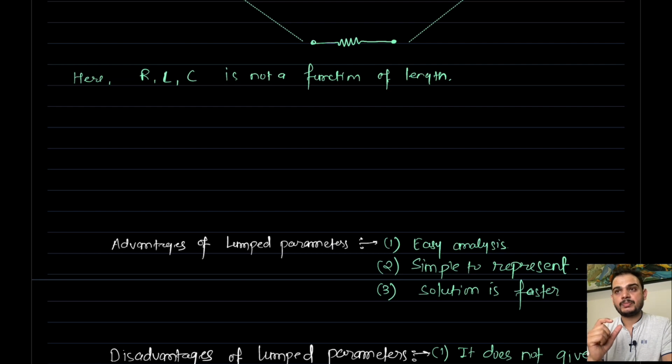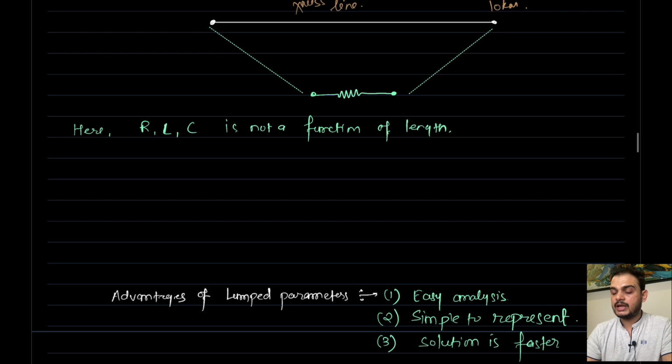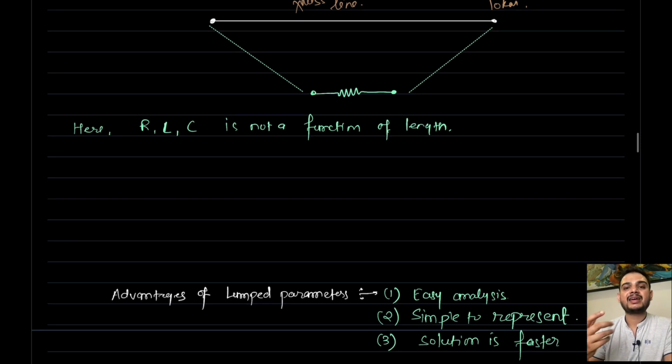But it does not mean that we will get a wrong analysis or wrong answer. We will get an answer, but it will be close to the accurate answer. For example, if my accurate answer is 10 units, then with the lumped parameter approach, we will get 9 units or 8.5 units. For the analysis part, we can use this model and we will get close answers.